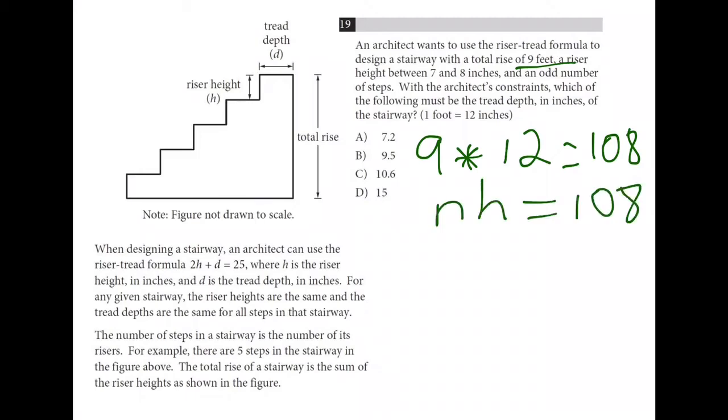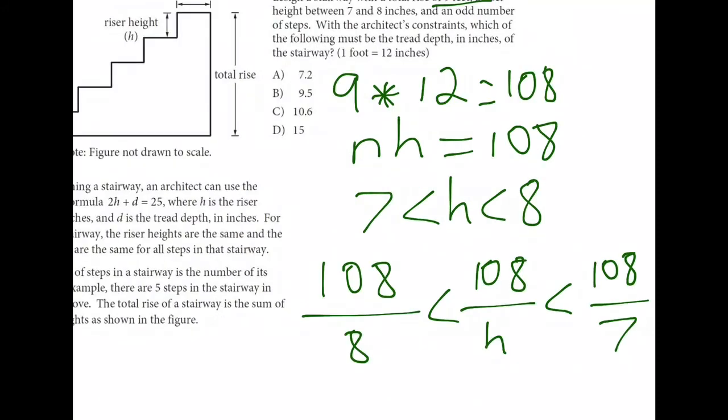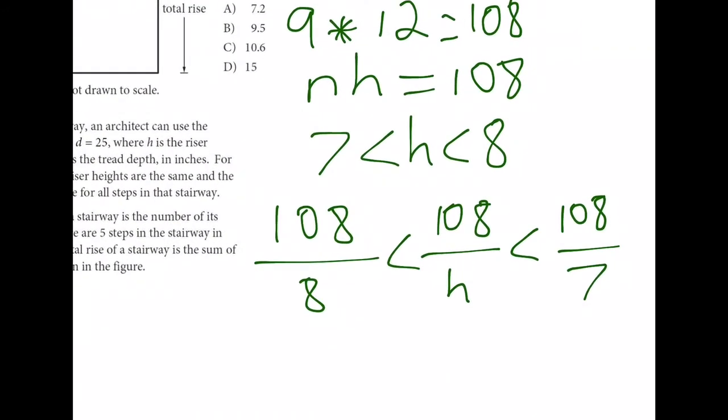And we can represent this as n times h, where n means the number of steps, and h is the riser height per step. We know that our riser height has to be between 7 and 8, and we know that n has to be an odd number. We can set up our compound inequality like this. On the left here, this represents the total height of 108 divided by 8-inch risers, or 8 inches per step. On the right here, the total height, 108, divided by 7 inches per step. And then the actual height of our designed staircase, somewhere between the two.